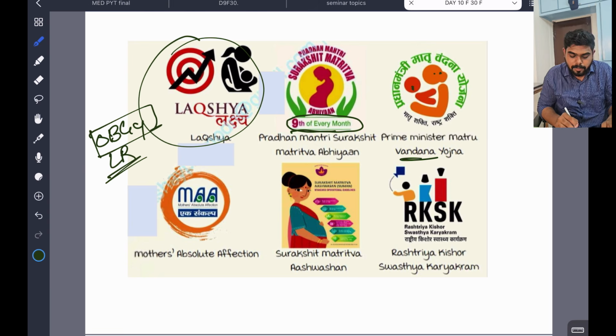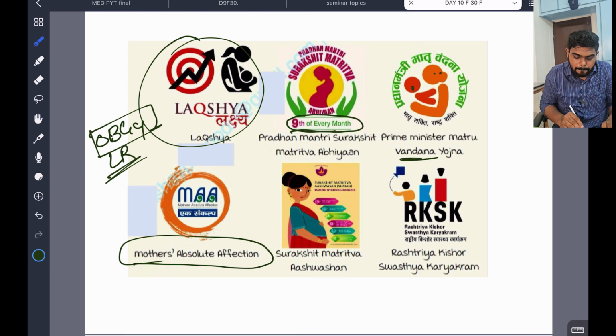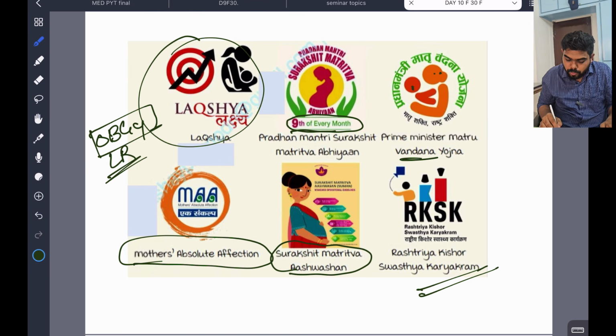Ma, not the fruity Ma. It's like mother's absolute affection. And Surakshit Matritva Ashwasan, they are giving some assurance to the mother and family. And RKSK, Rashtriya Kishore Swasthya Karyakram. So Lakshya, which is seen in the labor room, is important. And Pradhan Mantri Surakshit Matritva Abhiyan, 9th of every month, ANC care. And Prime Minister Matru Vandana Yojana is important. The logos are important. The mother's absolute affection scheme is important. Surakshit Matritva Ashwasan is providing some assurance. And Rashtriya Kishore Swasthya Karyakram is also very important.